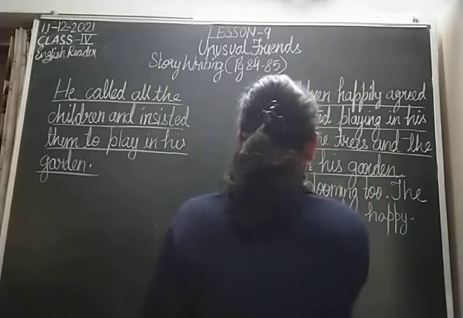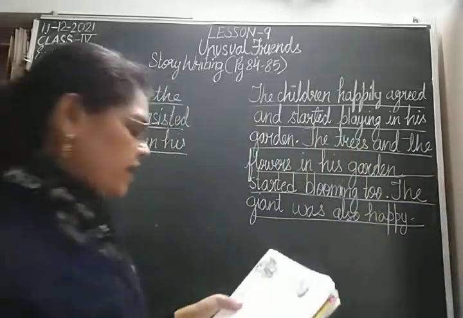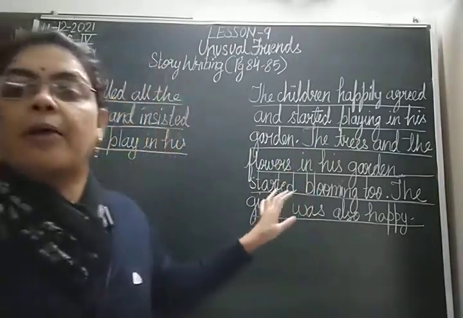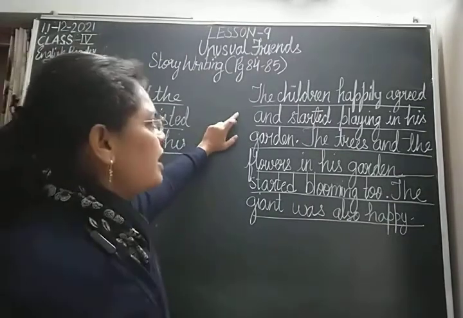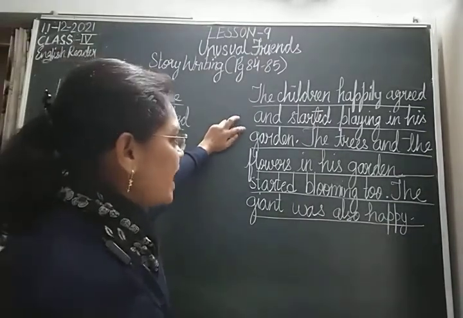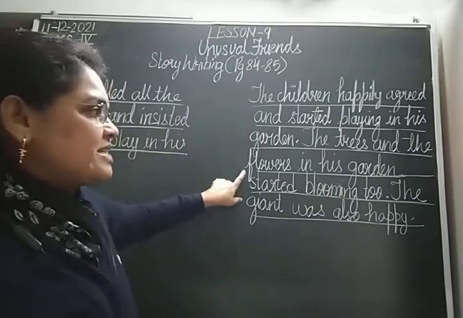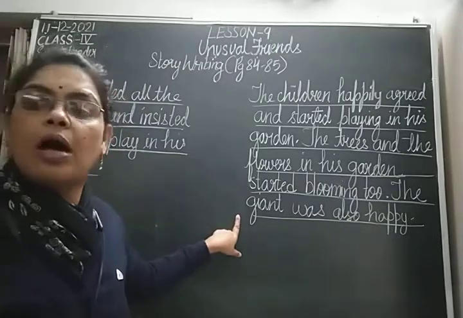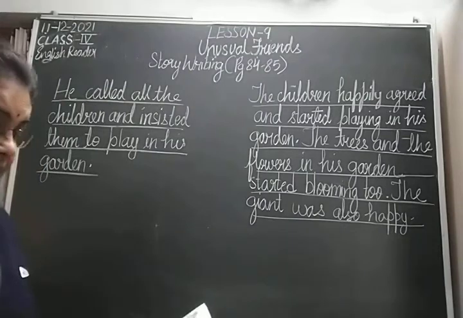You write below the 6 picture. Fine. There are 4 lines and you draw 2 more lines and you write. And thus we have completed the story. What have we written below the 6 picture? The children happily agreed and started playing in his garden. The trees and the flowers in his garden started blooming too. The giant was also happy. So with this we have completed the story.